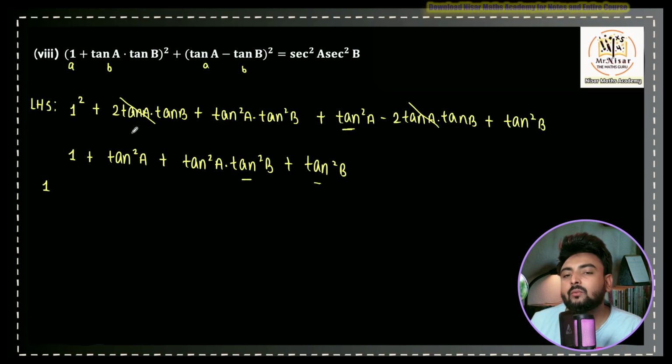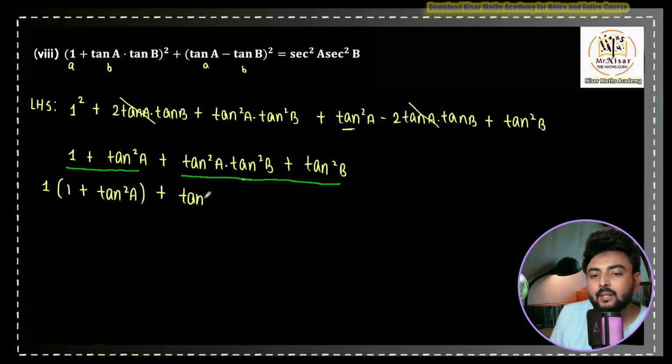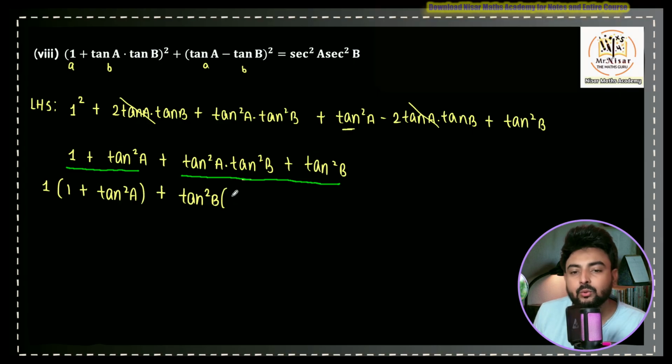So if I take 1 common in the first two, I'll just tick mark it. From this I'm going to take 1 common, and from the remaining part I'm going to take tan square B common. So from the first two I can take common as 1, and it will be 1 plus tan square A. From the second bracket, if I take tan square B common, I'm going to get tan square A remaining there plus here it is 1.